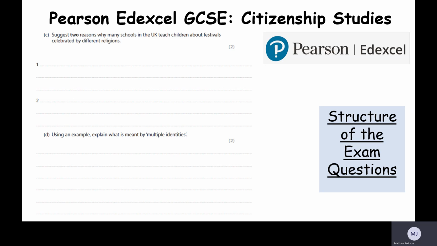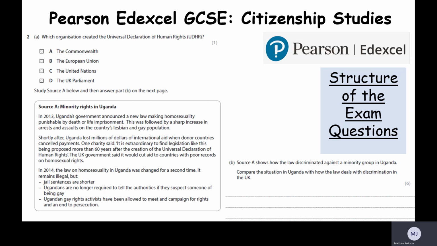So suggest 2 reasons why the schools in the UK teach children about festivals celebrated by different religions. So you have to give 2 clear, distinct, different reasons there. Example, use an example, explain what is meant by multiple identities. So within that question, they'd explain what multiple identities is, and then give an example of that as well, which will get them the 2 marks.